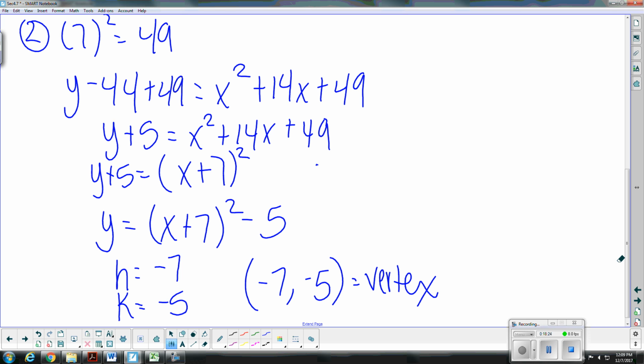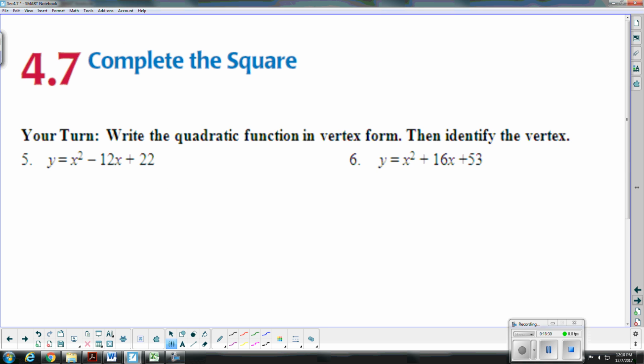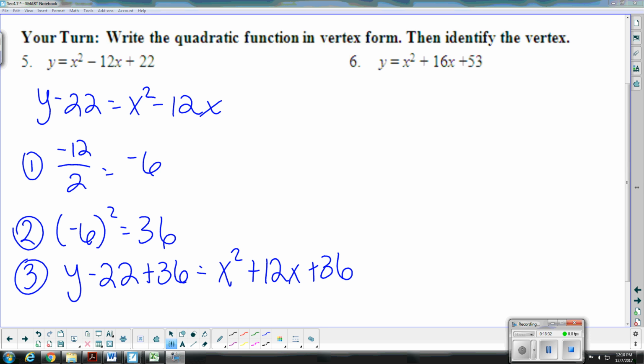All right, now let's look at a couple of examples. You can try those on your own. Please pause the video while you work. You can unpause for the solution. All right, our first step is to move that 22 to the other side of the equation because it's not a perfect square. Then we want to find half of our coefficient in front of x, which turns out to be negative 6. Then we can square that and add that number to both sides of the equation.